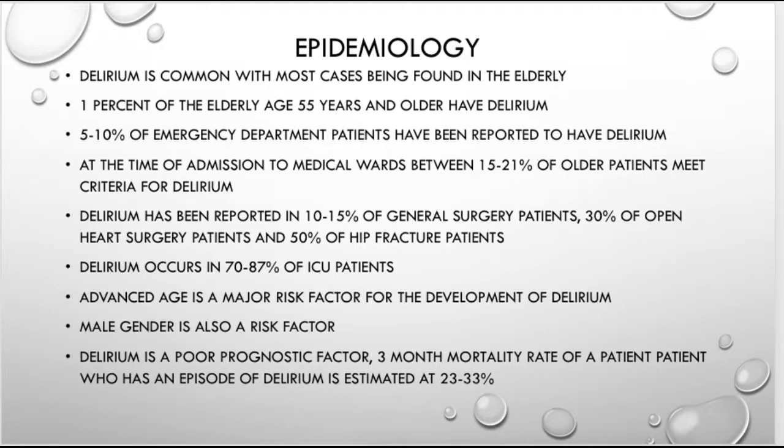Advanced age is obviously the most important risk factor for the development of delirium, but male gender is another risk factor. It's also important to note that while delirium itself is usually corrected when you correct the underlying medical condition, it is actually a poor prognostic factor. The 3-month mortality rate of patients with delirium is pretty high. It's not so good. It's estimated at 23 to 33%. So those who have an episode of delirium have a high mortality rate in the 3-month period following it.